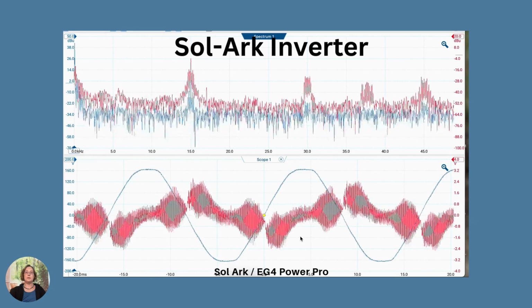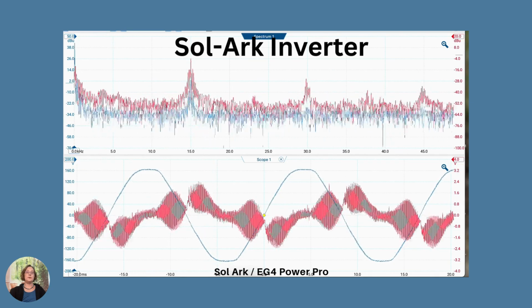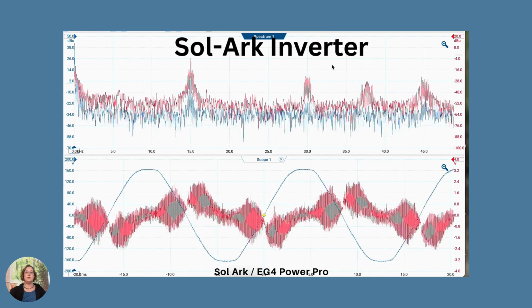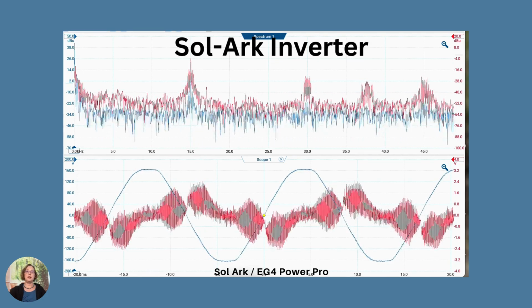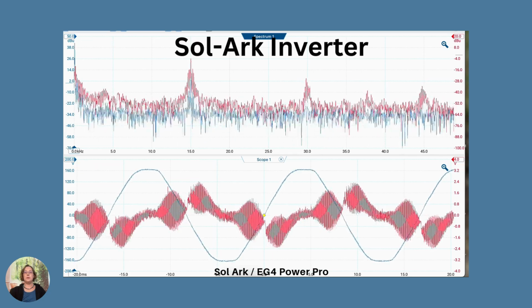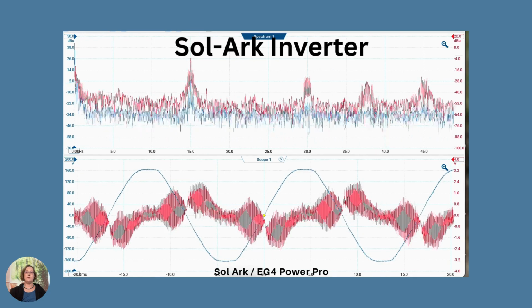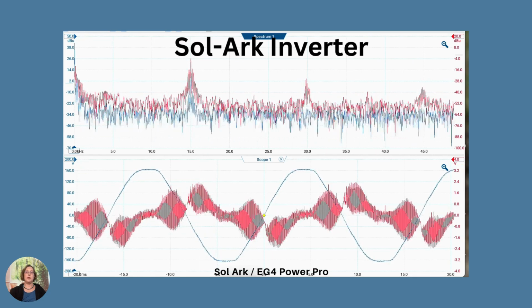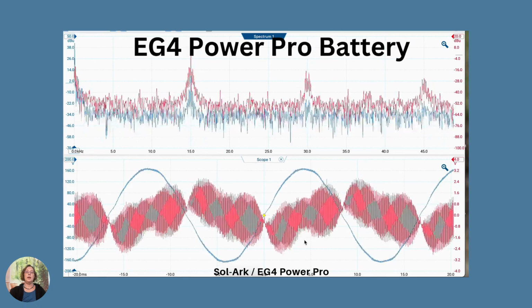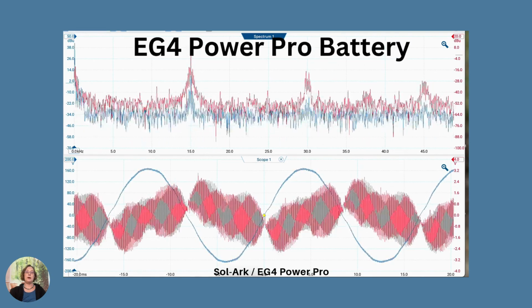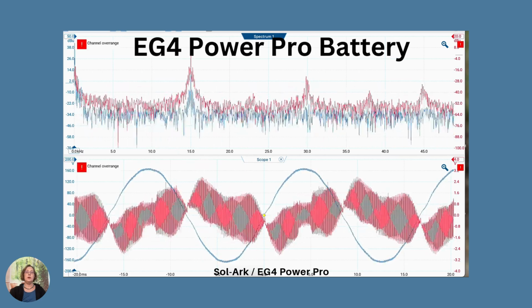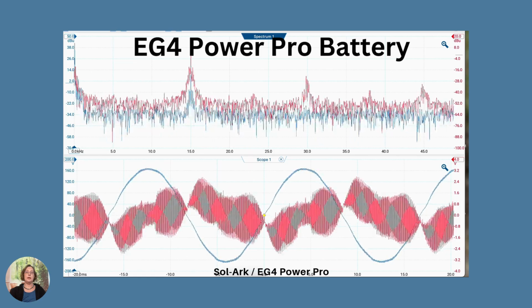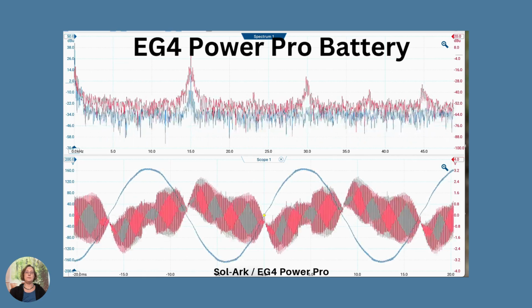For this system, the scale on the bottom right y-axis goes from minus 4 to 4 volts. This system was fairly dirty, and I needed this range to be able to visualize the harmonics. The blue-gray within the red signal is actually an artifact of the video compression. It doesn't mean anything. Now I'm turning on the EG PowerPro battery. There are even more harmonics than with just the inverter. You can see when I add the filter, but again, it doesn't make much of a difference.